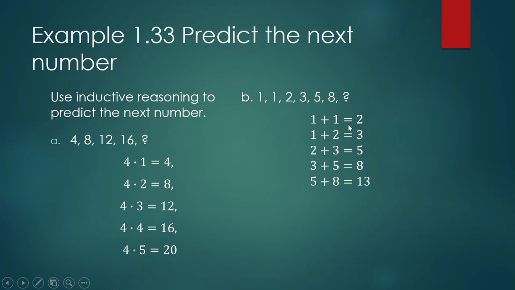So 1 plus 1 is 2. 1 plus 2 is 3. 2 plus 3 is 5. 3 plus 5 is 8. And you know now what's next. 5 plus 8 is 13. So this is how you do it with inductive reasoning.